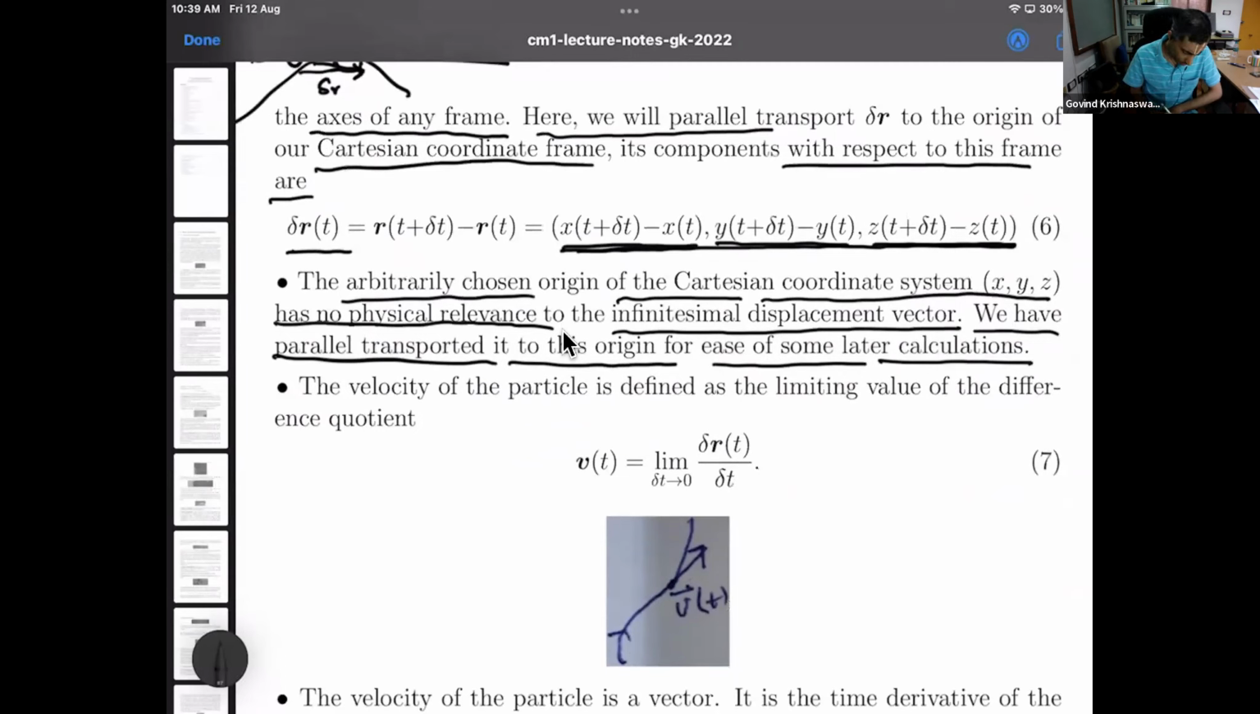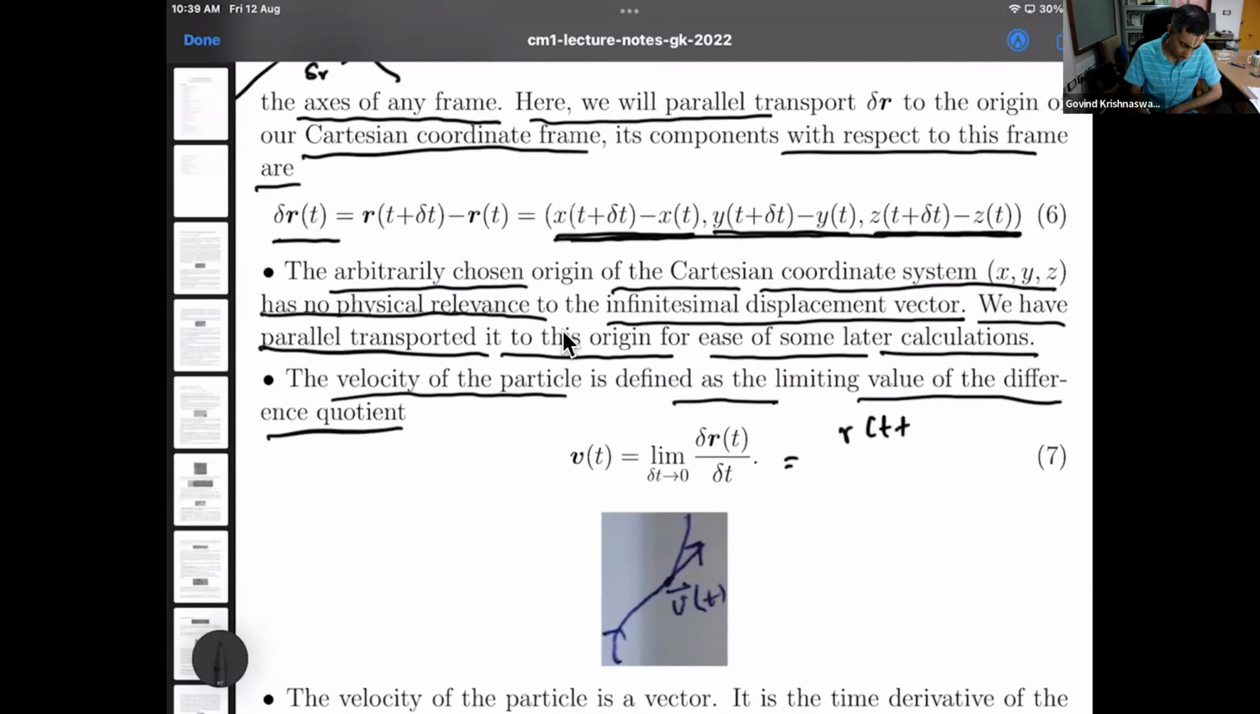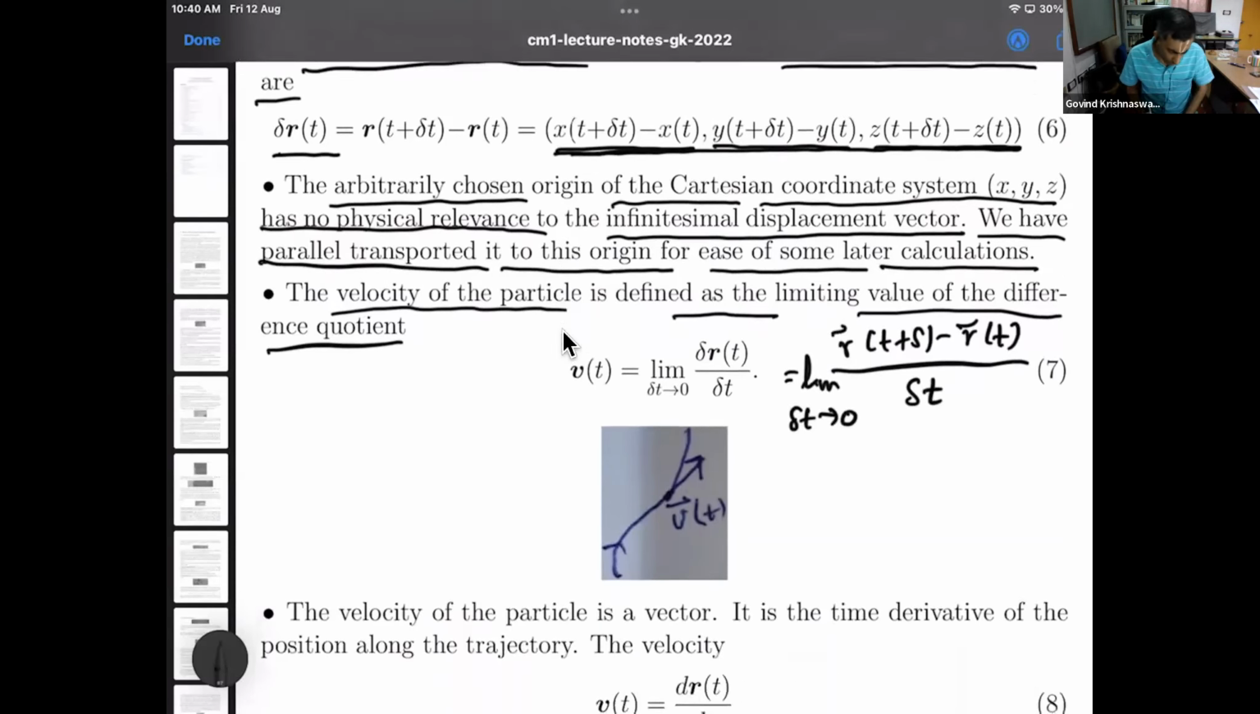Now, as we have said before, the velocity of the particle is defined as the limiting value of the difference quotient. So by difference quotient, I mean r of t plus delta t minus r of t. Of course, these are both vectors. So the difference of these two vectors divided by the difference in time. And then you take a limit as delta t goes to 0. So it's the limit of the differential quotient. And this is how the notion of a derivative arose.